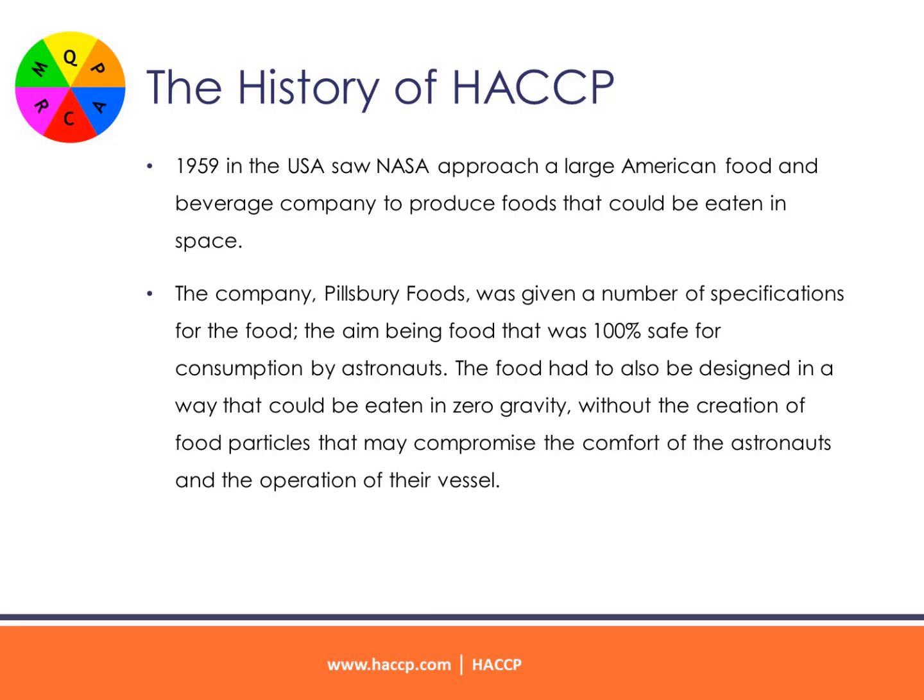The history of HACCP. In 1959 in the USA, NASA approached a large American food and beverage company to produce foods that could be eaten in space. The company, Pillsbury Foods, was given a number of specifications for the food. The aim being food that was 100% safe for consumption by astronauts. The food had to also be designed in a way that could be eaten in zero gravity, without the creation of food particles that may compromise the comfort of the astronauts and the operation of their vessel.